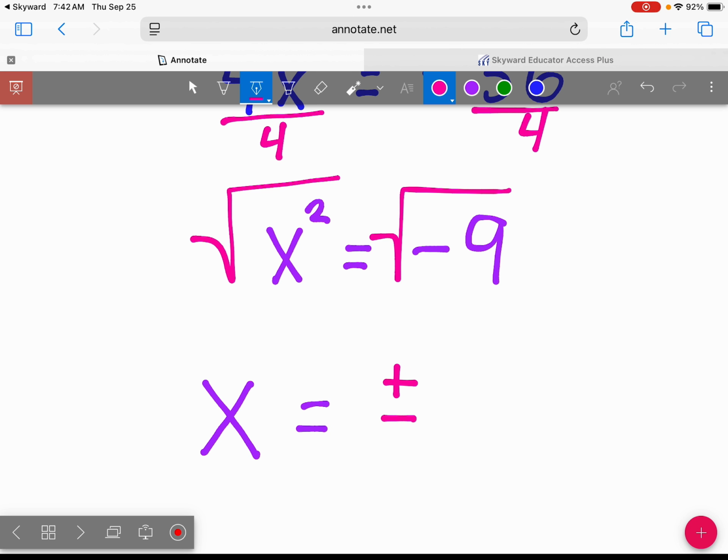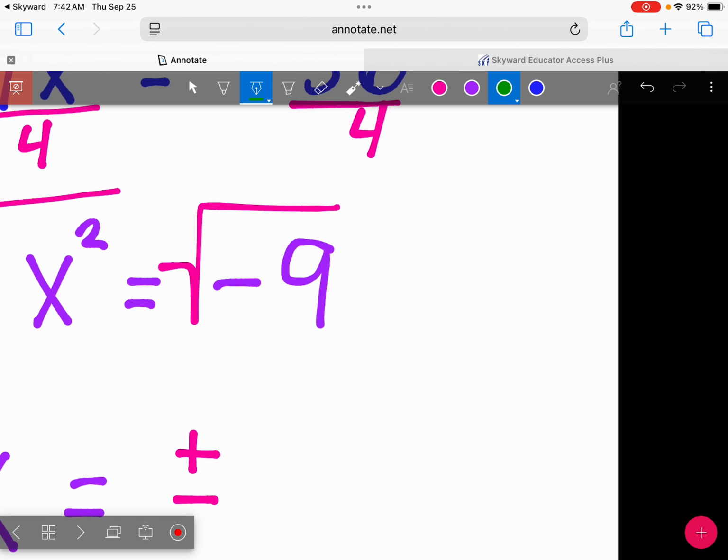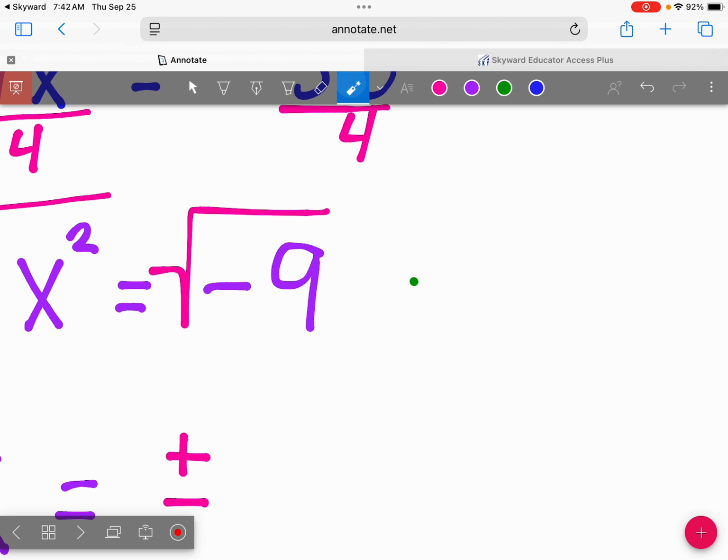But then what is the square root of negative 9? 3. Negative 3. 3i. Remember, negative number inside the radical. That's my negative 1 times the square root of 9. So this is where those imaginary numbers came from. This is the point where mathematicians got so frustrated that they couldn't finish it and get to an x equals that they made up i.